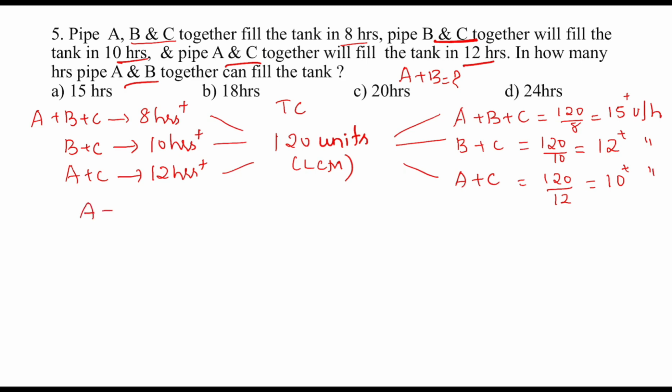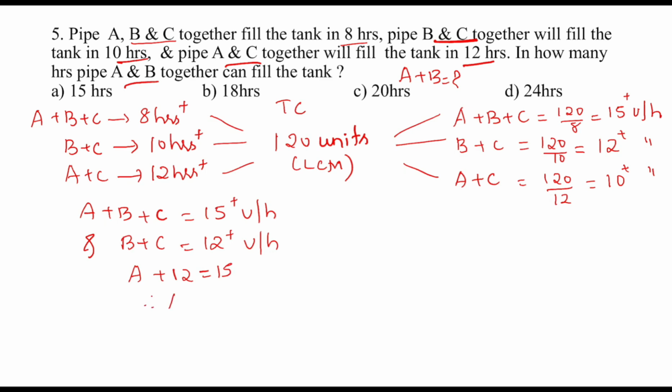Now, we know that A, B and C together will fill 15 units in 1 hour. And we know that B and C will fill 12 units in 1 hour. So, how much will A fill? A plus 12 is equal to 15. Therefore, A is equal to 3 units per hour. So, we have A's. Now, we have to find out B's.